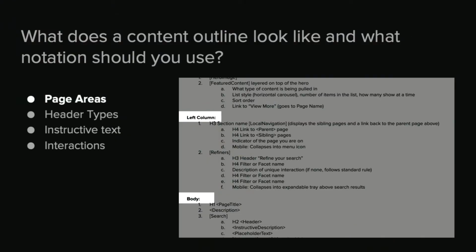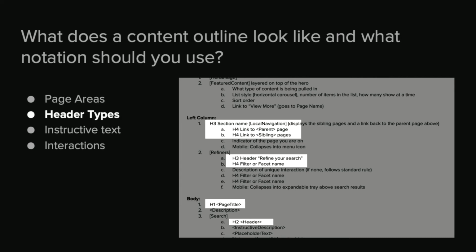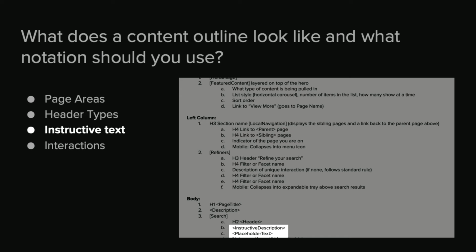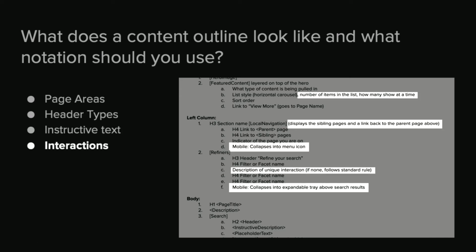You can call out the different page areas or columns as sections of the content outline, and I usually bold those titles so I can find the section I need quickly. You can call out the level of header that should be used by indicating H1 or H2 or H3 next to the section name. If you need to include a description, instructive text, placeholder text, or any other explanation to the user, you can call that out beneath each section of content. And for any interactions the user will encounter, you can include notes about how that will work and what considerations must be taken into account while wireframing.